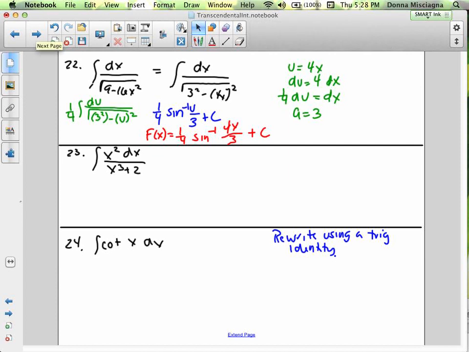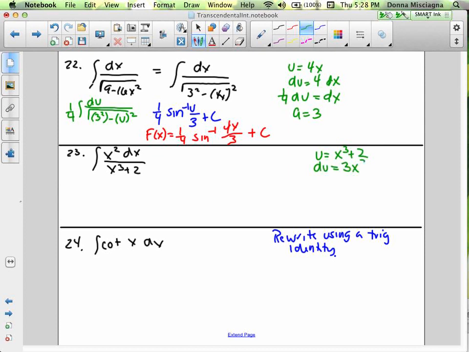All right, so let's take a look at 23. This is a u substitution. U is going to be x cubed plus 2. Du is 3x squared dx, we are missing the 3. That's okay. We'll divide by 3. So 1/3 du equals x squared dx. All right, so now let's rewrite this.